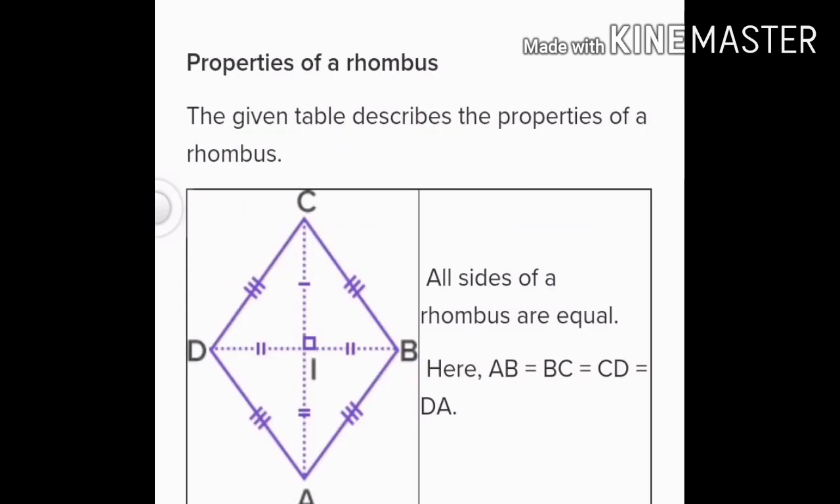Let us see the properties of a rhombus. First property, just look at the picture. All sides of a rhombus are equal. That means AB equals BC equals CD equals DA. All sides of a rhombus are equal. This is property 1.